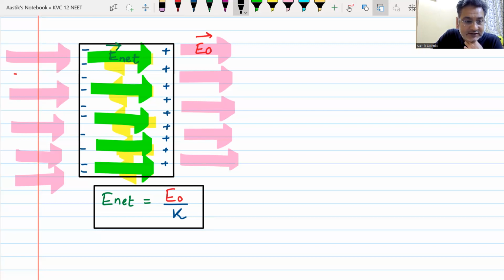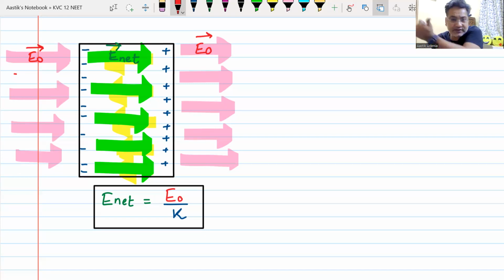Do we understand this thing now clearly? Yes, sir. So I place the dielectric in an external field E naught. Because of this external field, charges are induced on the dielectric, which creates the yellow field. You cannot see the yellow field because it has been overlapped. Because of this yellow field, the net electric field inside the dielectric becomes E naught by K.